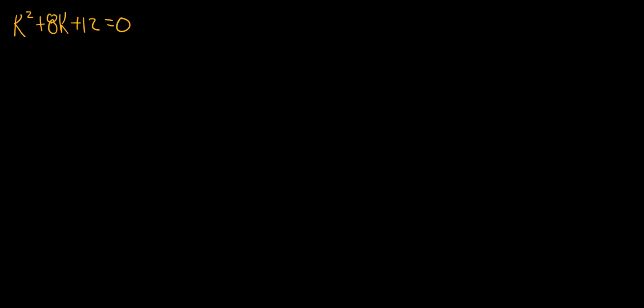So we have k squared plus 8k plus 12 equals 0. The first thing we want to do is rearrange the equation. We're going to minus 12 on both sides. When we do that, this equation is going to go to k squared plus 8k, and I'm going to leave a blank, and it's going to equal minus 12 and another blank.